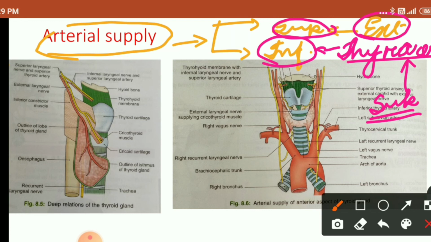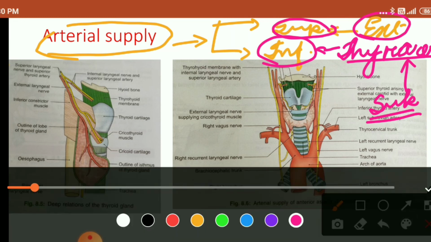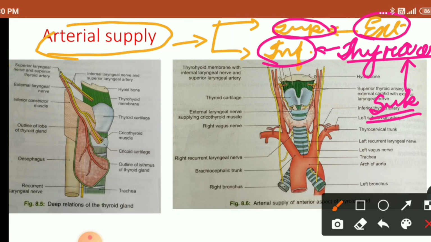Now this diagram is self-explanatory. Here you see this is the inferior thyroid artery. This inferior thyroid artery mainly arises from the left subclavian artery branch. Yes, this left subclavian artery gives rise to the left thyrocervical trunk, and from it this inferior thyroid artery arises. Now we come to the superior thyroid artery.